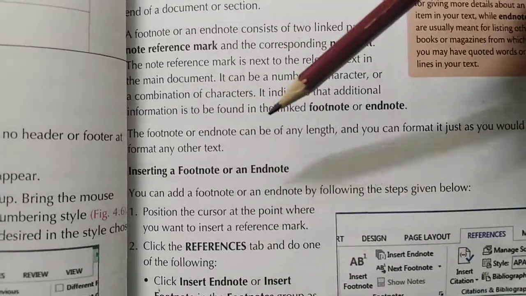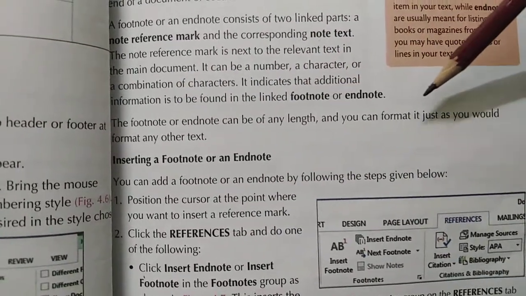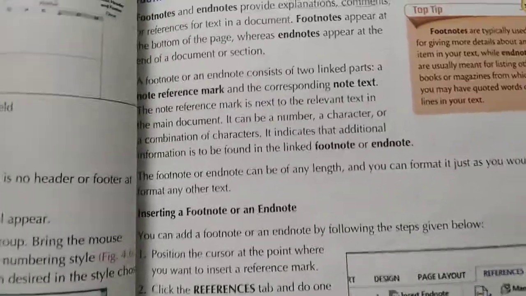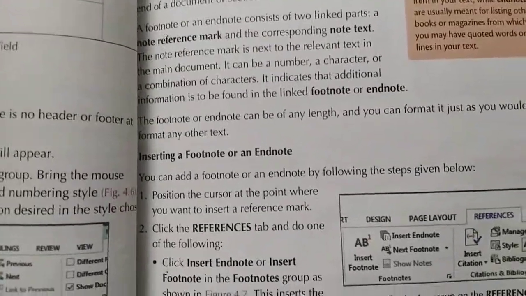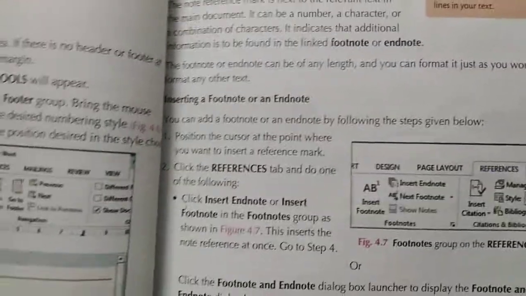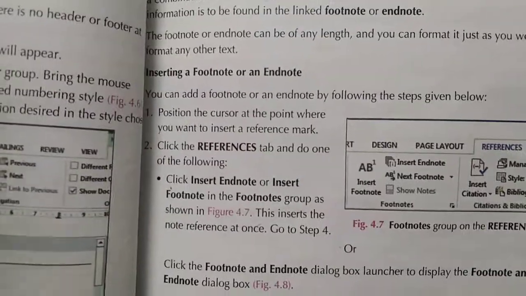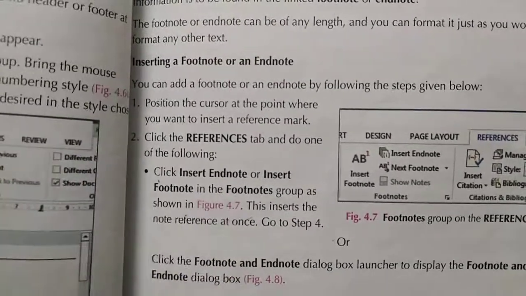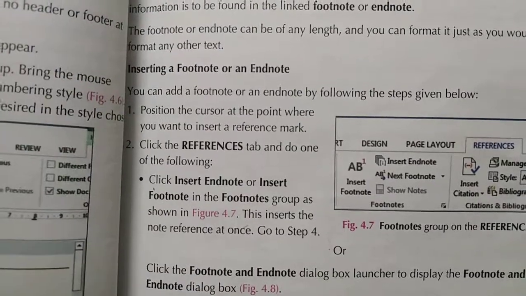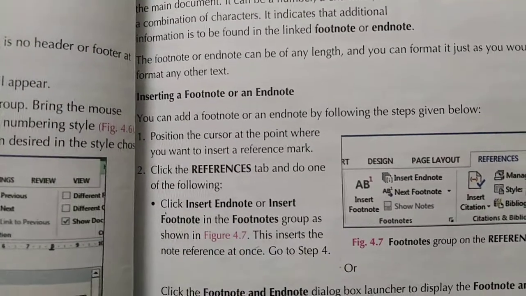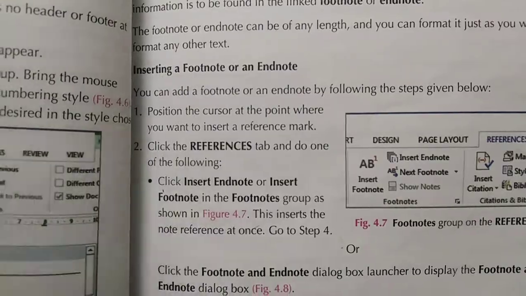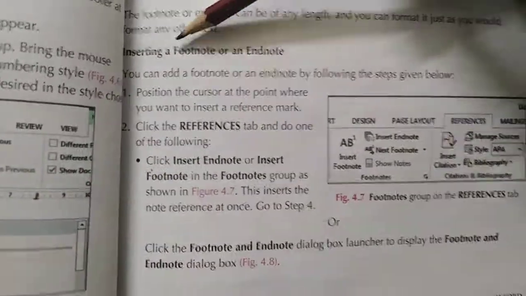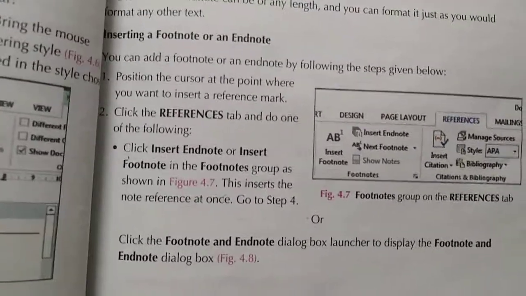The footnote or endnote can be of any length, and you can format it just as you would format any other text. It means that you can edit the endnote and footnote. It can be of 2 words, 1 line, a whole paragraph. And you can also edit the text. Edit means that you can underline some text in it, change the writing, or change the size of the text.